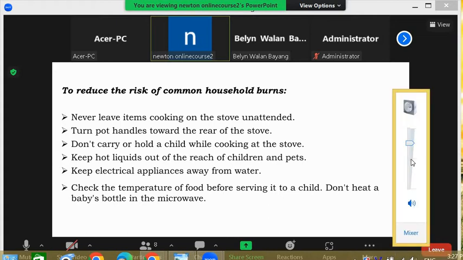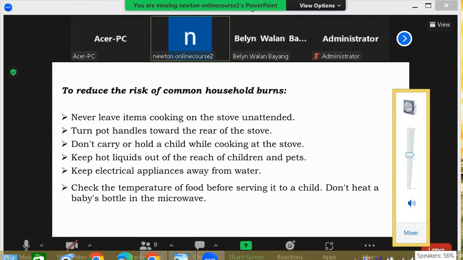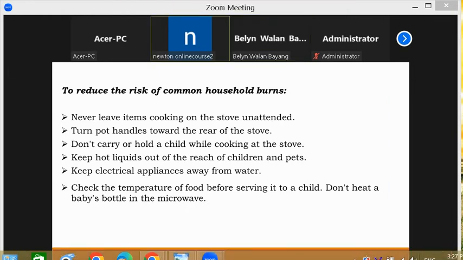Do not carry or hold a child while cooking at the stove. If there are any small children, do not bring the child to that area because they don't know about it. Keep hot liquids out of the reach of children and pets, because they don't know what liquid it is. Maybe they will touch it and get burned in that area.